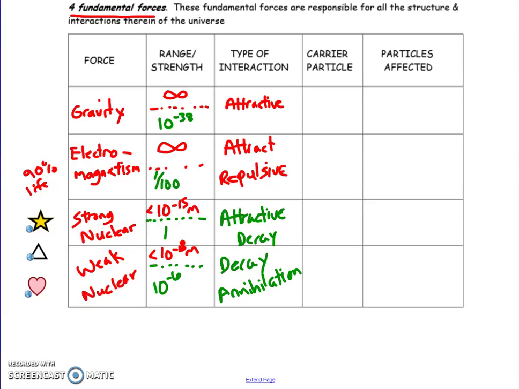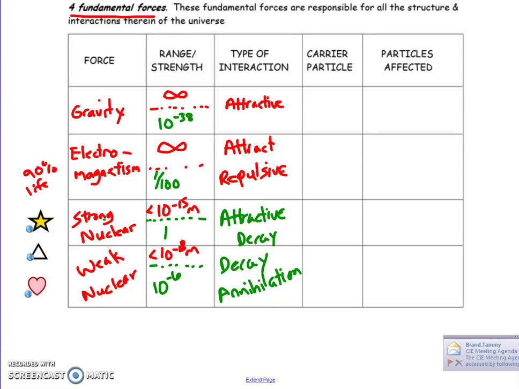So what you can notice about the weak is that it does not hold things together. Okay, gravity, electromagnetic, and strong hold things together, just at different scales. The weak nuclear force does, if you will, just the opposite. It helps a particle become a different particle or to break apart in the case of a decay. So it's an odd force that way. All right, now, this is something we'll talk more about in class.